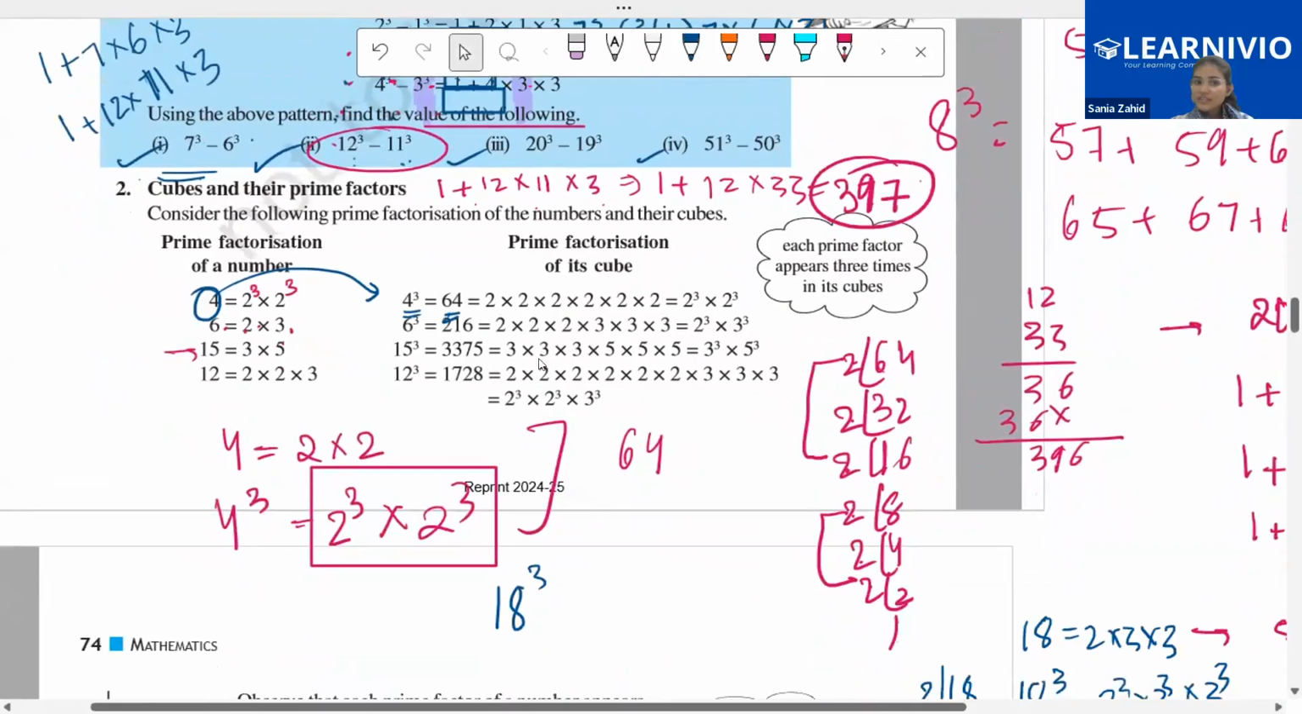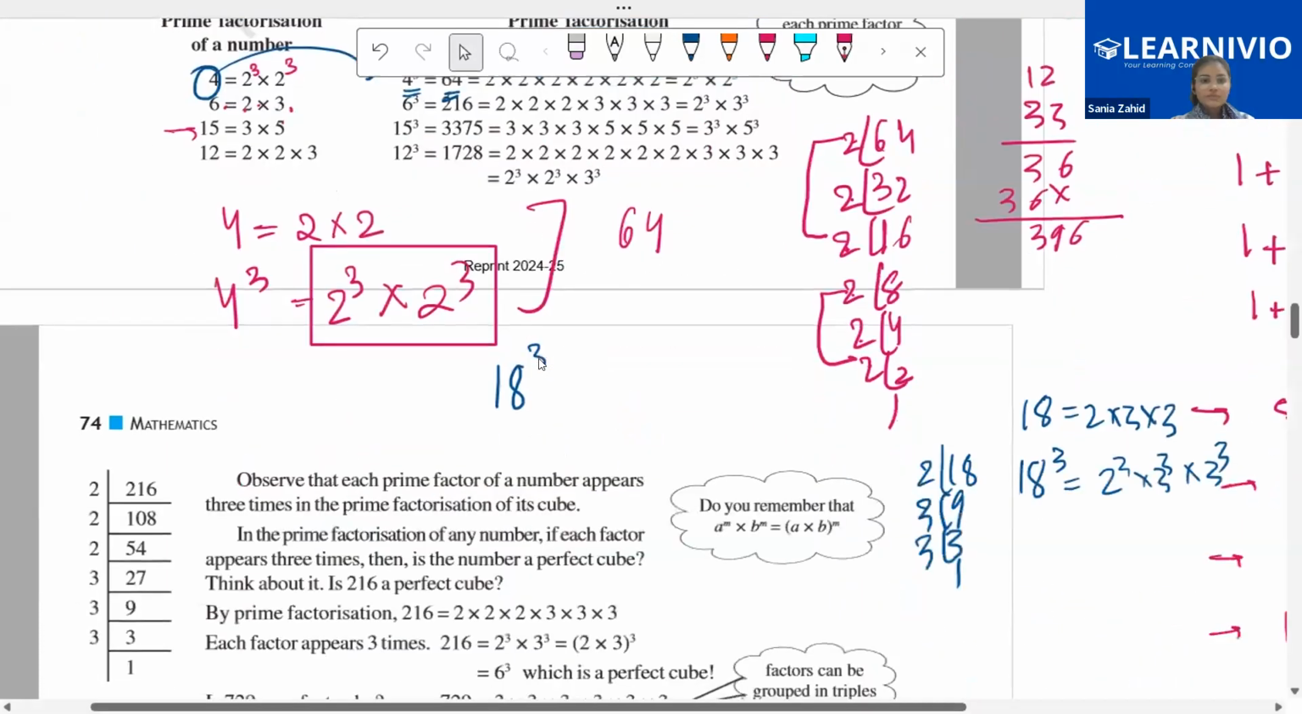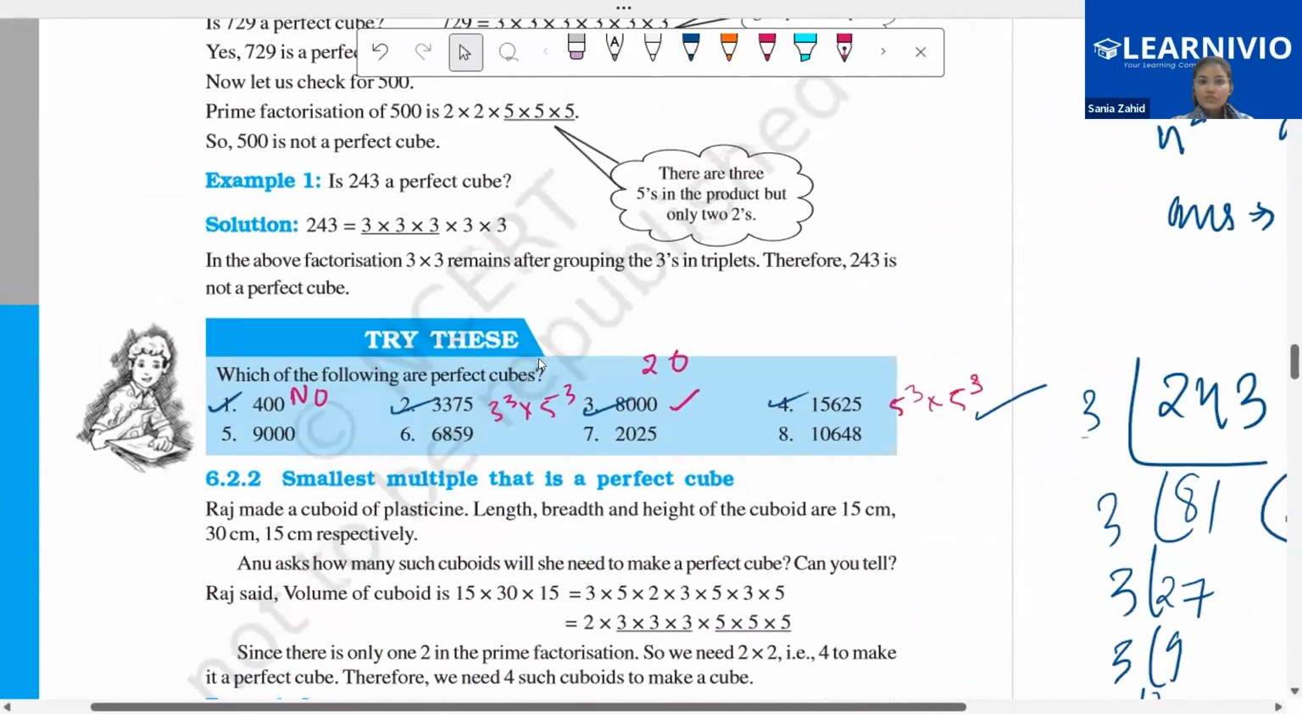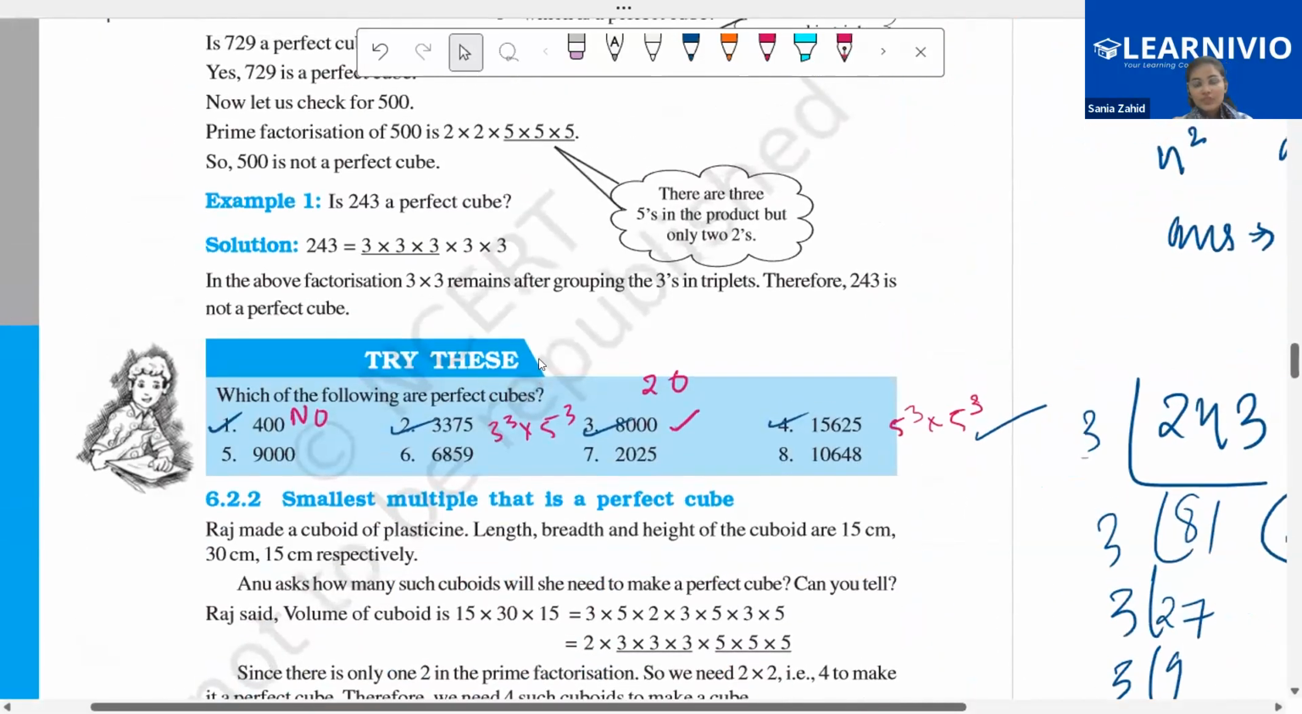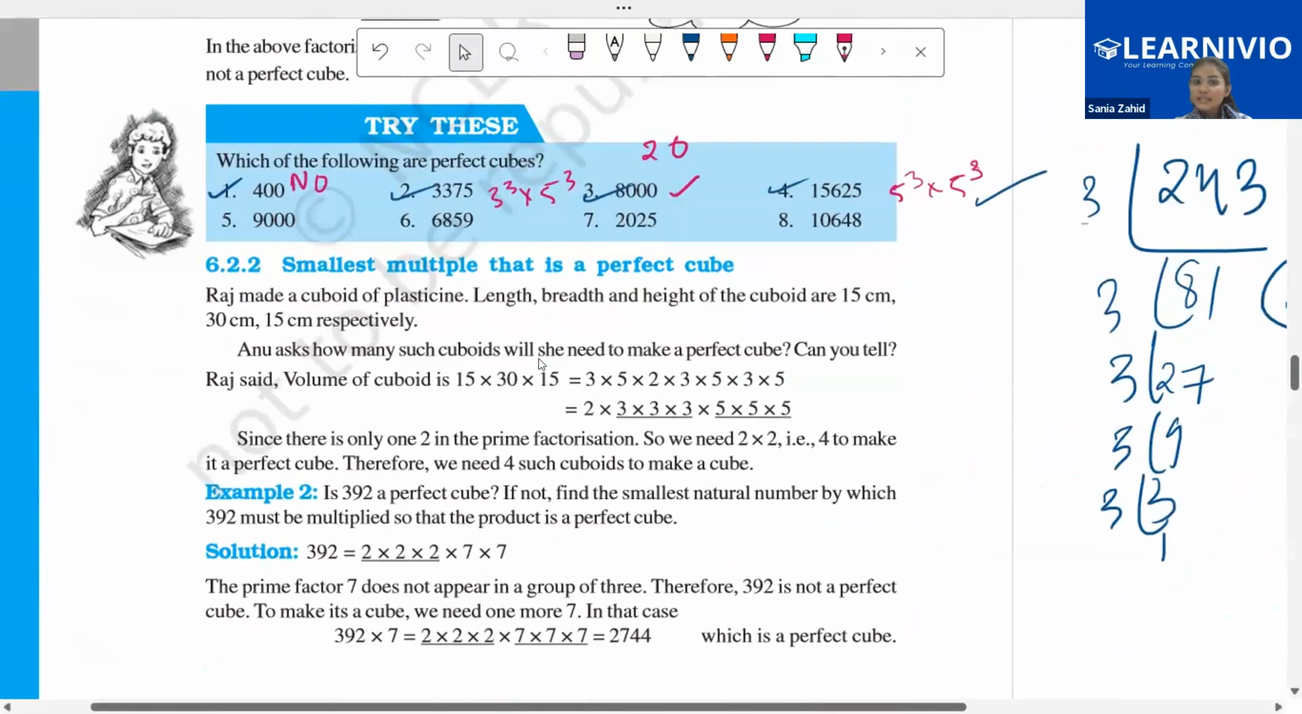Next, we studied prime factorization. So prime factorization of any number, if 4 is equal to 2 into 2, so 4 cube is equal to 2 cube into 2 cube. You just put cubes on the factors also. Then we studied how to calculate if a number is a perfect cube or not. We studied the prime factorization method for that. You do the prime factorization and then you make the triplets. You should get triplets. Then next we have the smallest multiple that is a perfect cube.